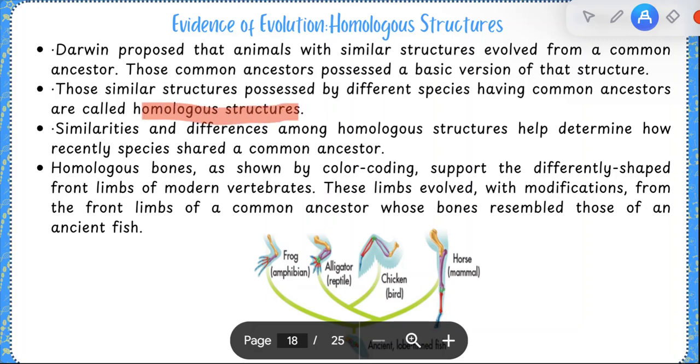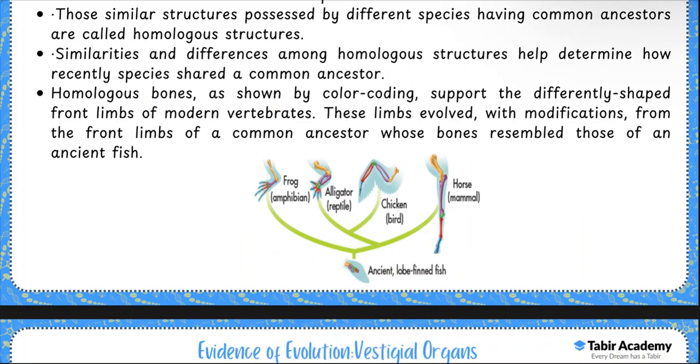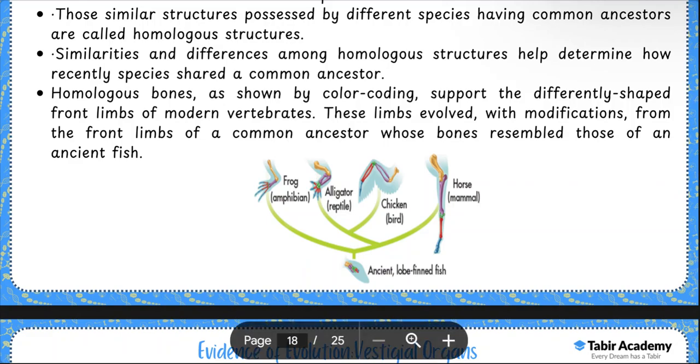Now, similarities or differences among homologous structures help determine how recently the species shared a common ancestor. Meaning, if there is less difference, the species are more related, and if there is more difference in those homologous structures, they are less related. So homologous bones, as shown by color coding, support the differently shaped front limbs of modern vertebrates. These limbs evolved with modification from the front limbs of a common ancestor whose bones resembled those of an ancient fish. So here the color coding is done according to the sort of bones that have evolved over time.